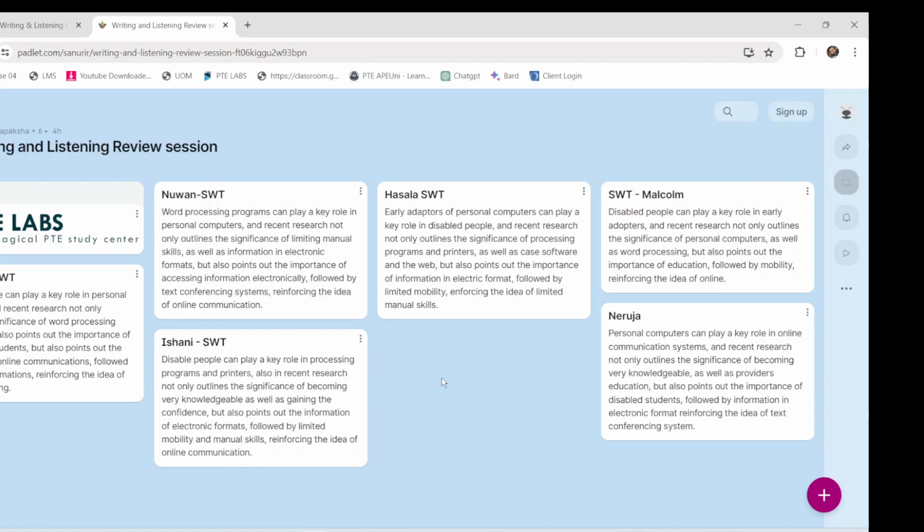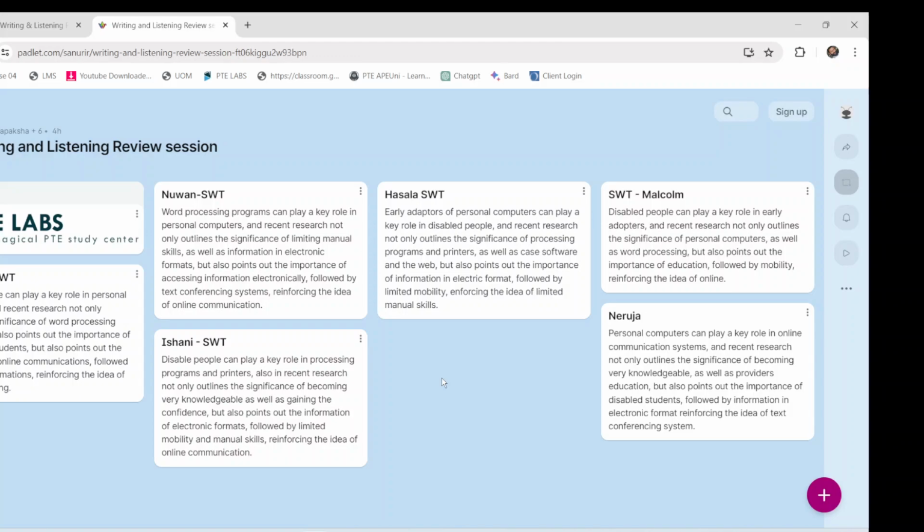All right. Next, we'll check Ishani's one. Disable people. Is it disable or disabled? Ishani? Disabled. D is missing, right? Yeah. Okay, so you have to double check. And play a key role in processing programs and printers. Programs, processing programs and printers.